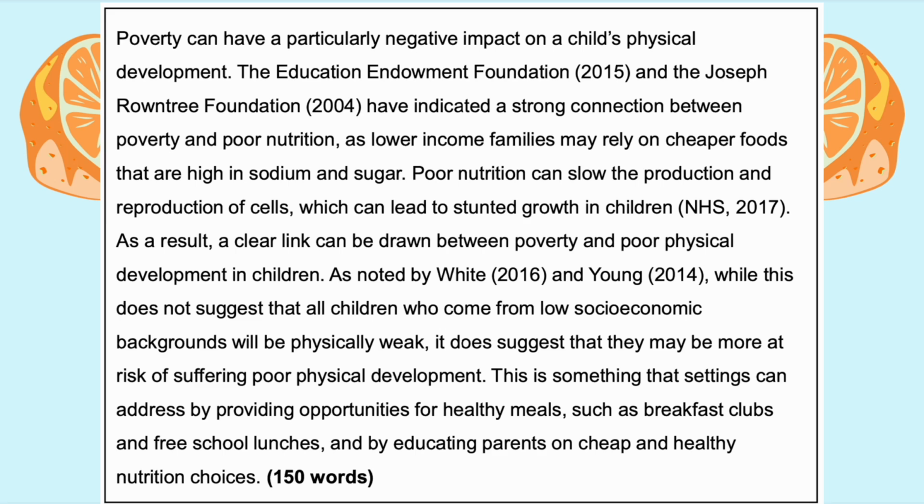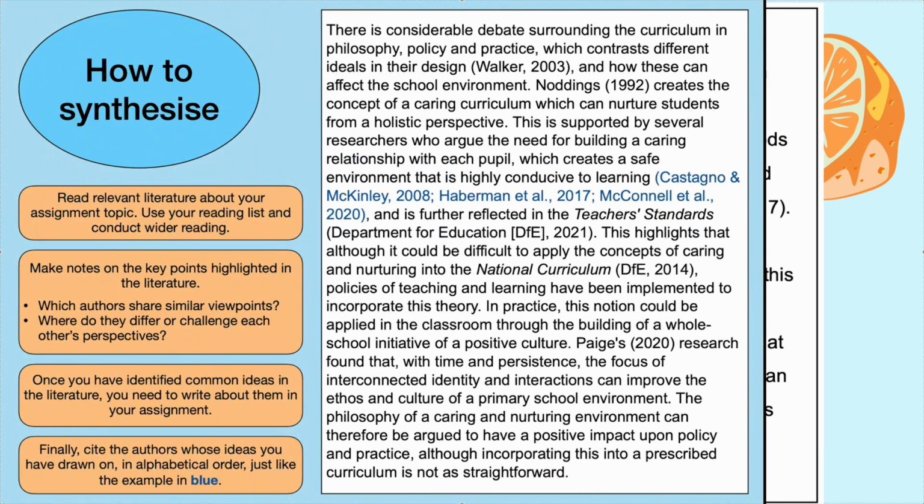While this does not suggest that all children who come from low socioeconomic backgrounds will be physically weak, it does suggest that they may be more at risk of suffering poor physical development. Now let's tie everything neatly at the end with a link. This is something that settings can address by providing opportunities for healthy meals, such as breakfast clubs and free school lunches, and by educating parents on cheap and healthy nutrition choices. And now let's look at a final example.